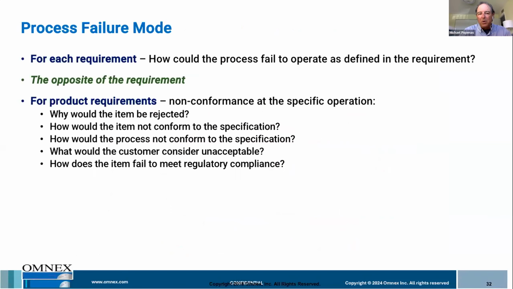So for a process failure mode, whether it's design or process, we always talk about what's the requirement. And then what are the failure modes? How can this thing fail? An easy place to start is, could it do the opposite of what it's supposed to do, right? Start that way. Supposed to do this, doesn't do it. Supposed to do this, it does the complete opposite. How can this fail?